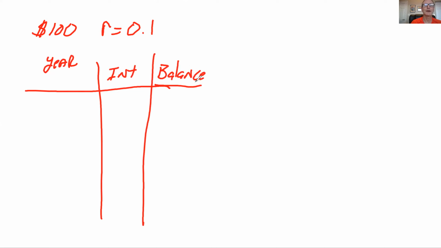And so in the first calculation at 0 years, obviously you have 0 interest and you start with $100. So what happens in year 1? Well, year 1 would be 100 times 0.1, and that would equal $10. And so at year 1, you would have $110.